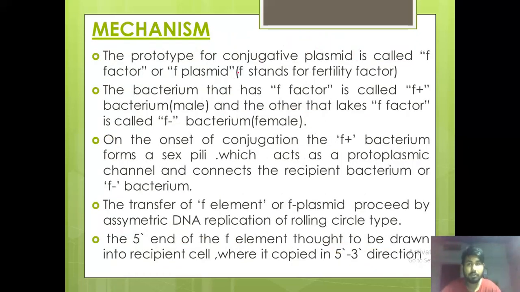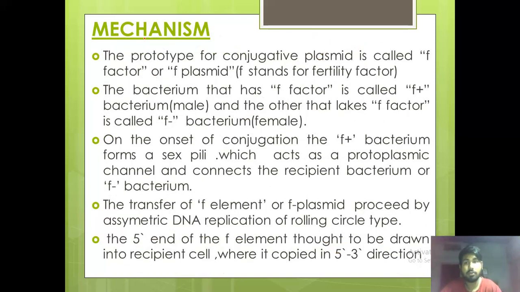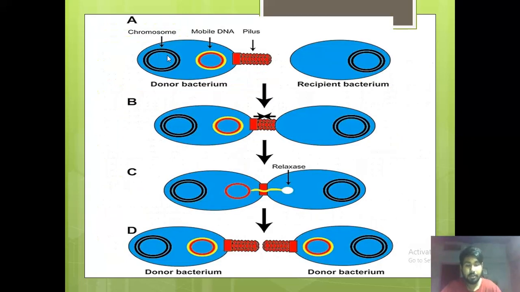Now the mechanism by which conjugation occurs. The prototype for the conjugative plasmid is called the F factor. What is the F factor, or F plasmid? F stands for fertility factor. Let us consider this is the donor bacterium, and this is the mobile genetic material or conjugative plasmid. This is also called the F factor.